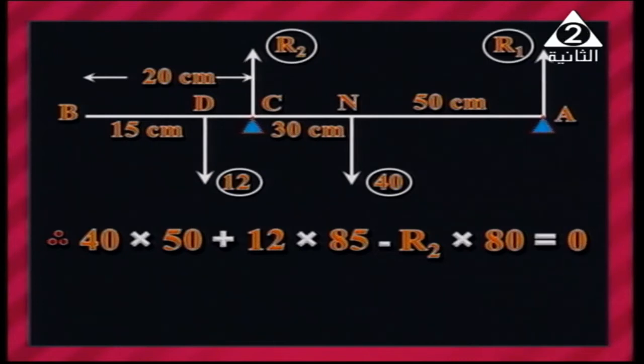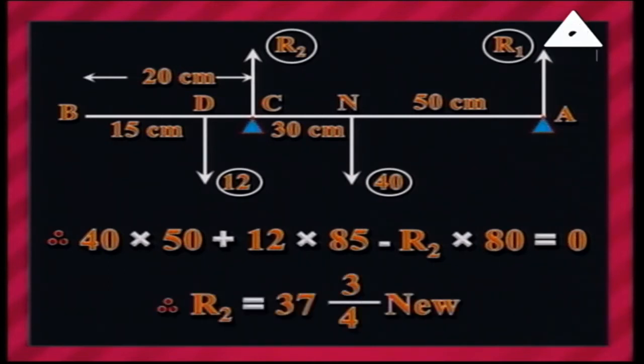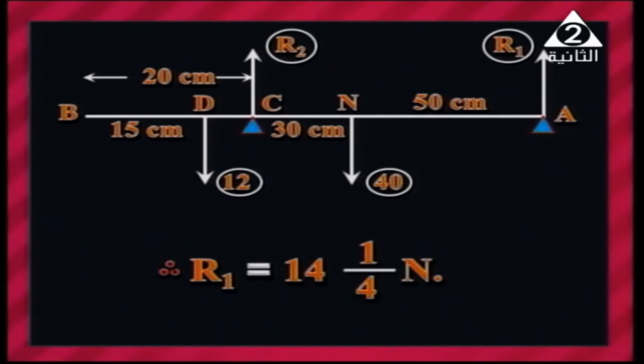My dear student, this is moment about A equals 0. What are the forces? We have three forces: 40, 12, and R2. 40 and 12 on the same side rotate anti-clockwise, so their sign is positive. But R2 rotates about A clockwise, so its sign is negative. Therefore, the value of R2 is 37 and 3/4 Newton. After that, by substitution in R1 plus R2 equals 52, R1 is 14 and a quarter Newton.